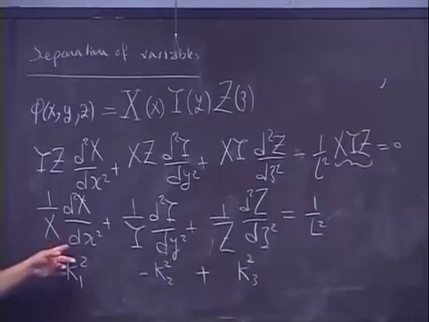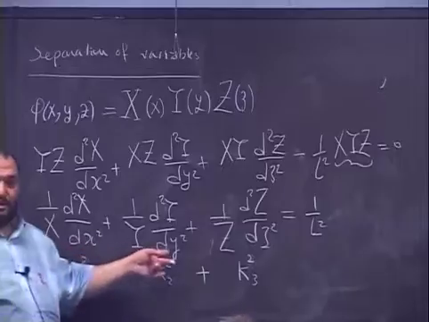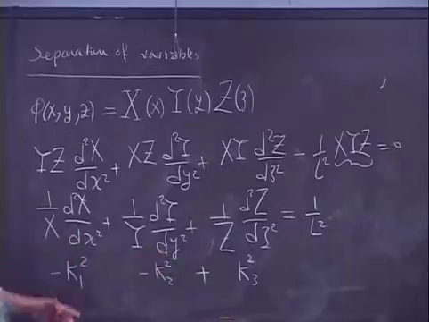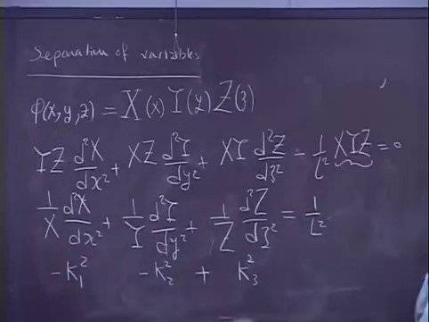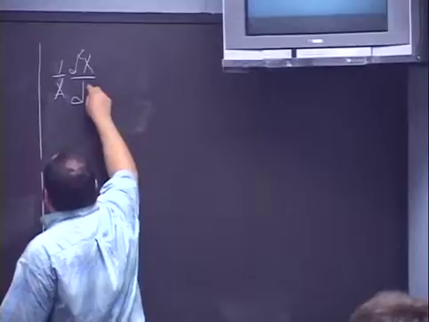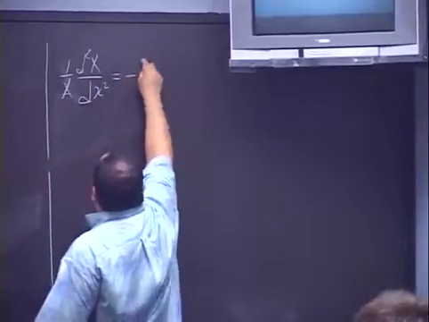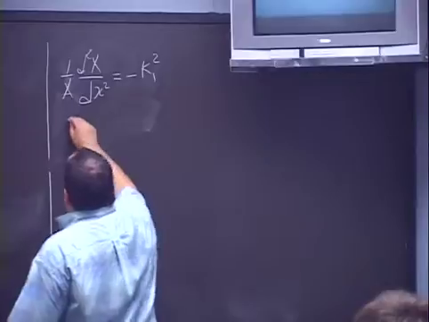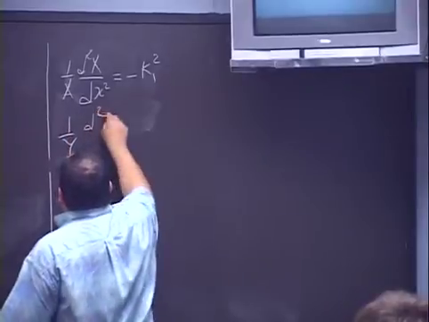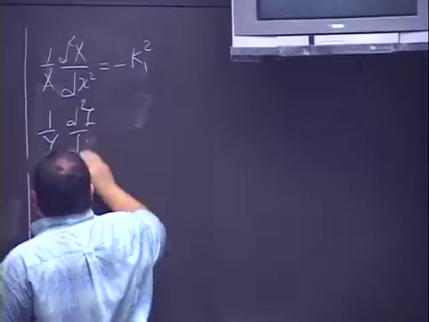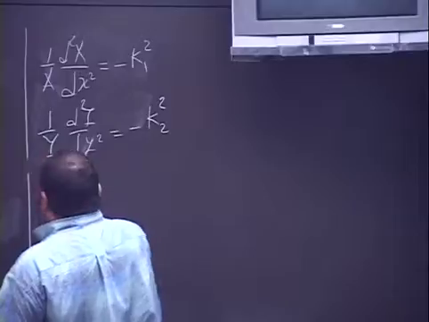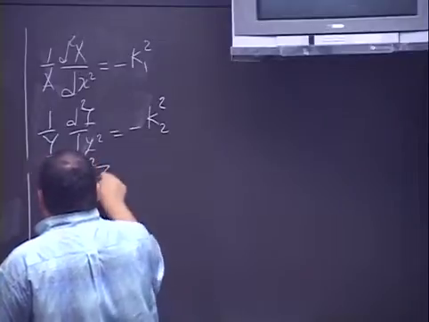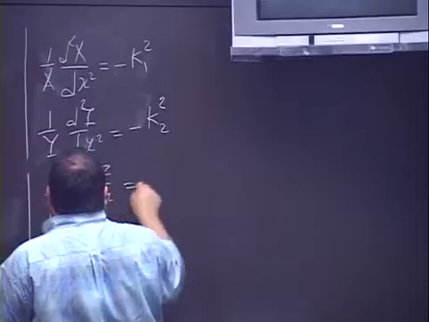We are solving for what? X and y. If we solve this equation, you will notice that I will end up with 1 over x d2x by dx squared equal to negative k1 squared, and 1 over y d2y by dy squared is equal to negative k2 squared. And then the last one is 1 over z d2z by dz squared equal to what?